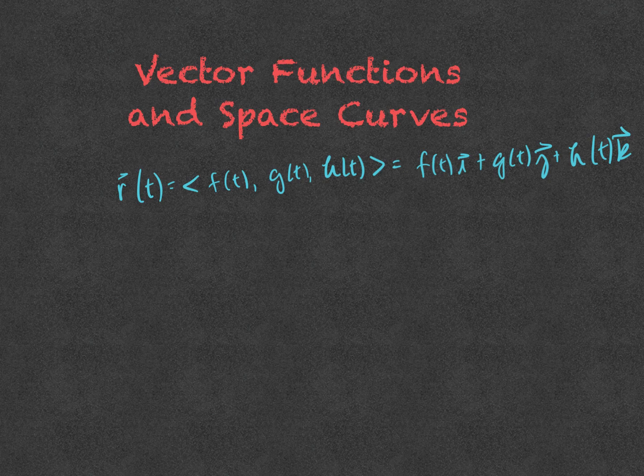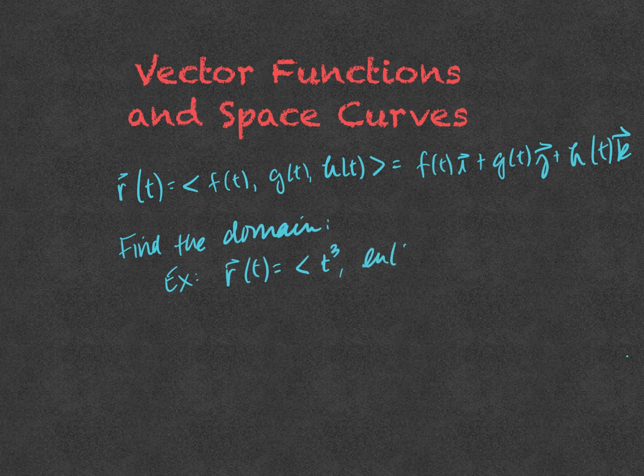So the first thing we're going to look at is the domain. The directions say find the domain of the vector function. I'm not going to write all that out. I'm going to say find the domain. And let's do an example. Let's say that r of t equals t to the third, the natural log of 3 minus t, and the square root of t.